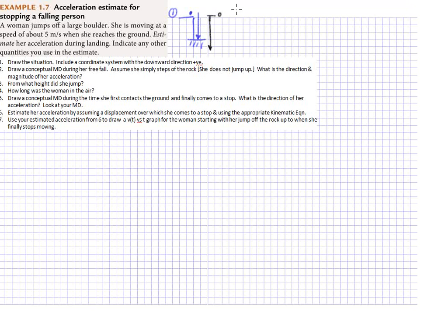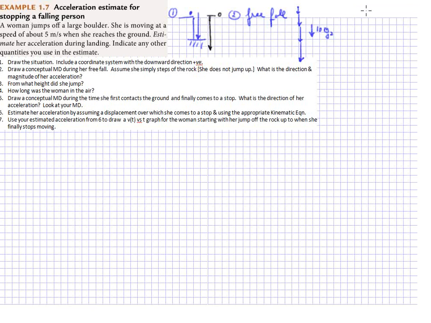So for number two, to draw a conceptual motion diagram for her downward fall. So this is free fall now, and so that's going to look something like this. Something like that, with acceleration down this way, and the way I have my axis pointing, that would be a 10 meter per second downward acceleration.